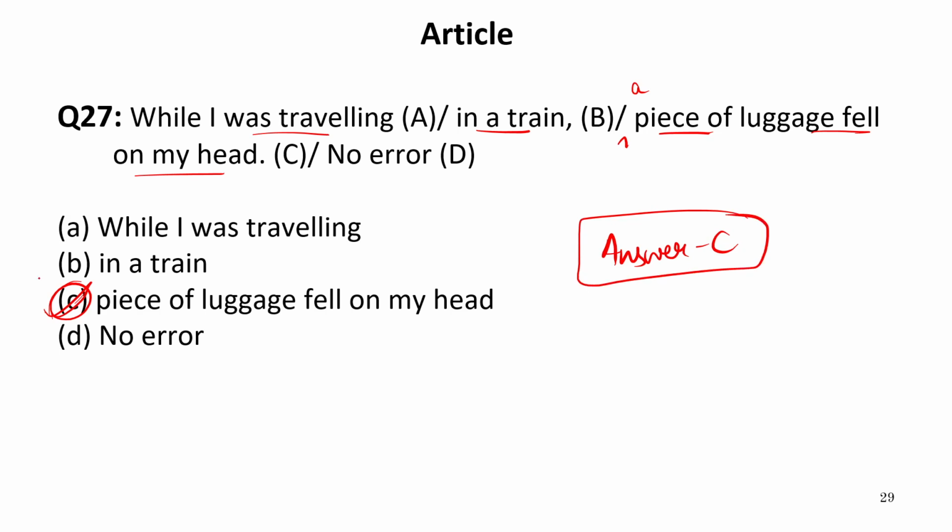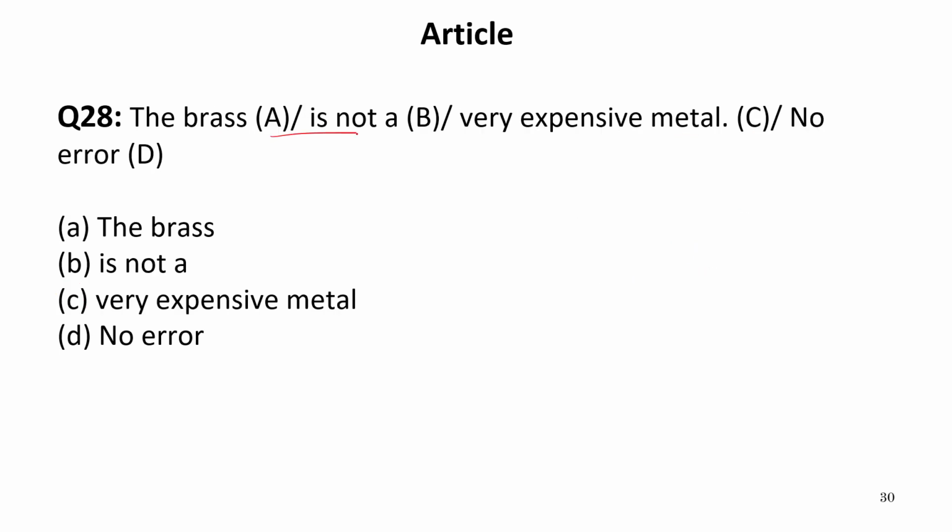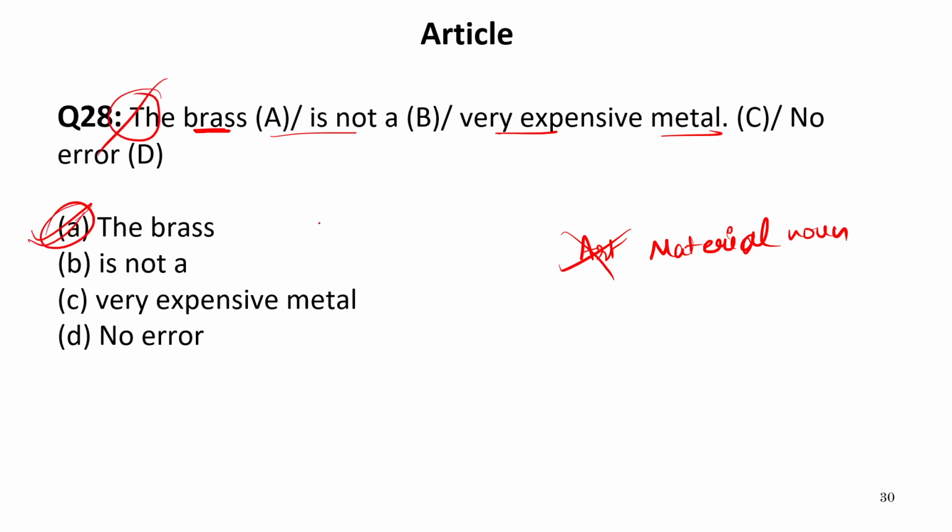Now let us move to the next one. The brass is not a very expensive metal. Now here, this is a metal name. Before any metal name or a material noun, we do not use any article. I cannot say the gold, the silver. That is incorrect. Therefore, the before brass is incorrect. So our answer is A because this word is written in A option, which is incorrect.